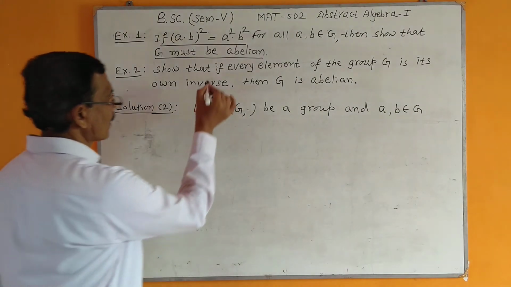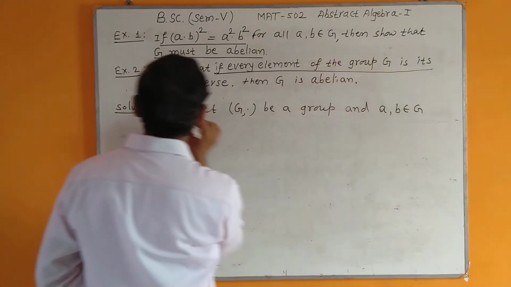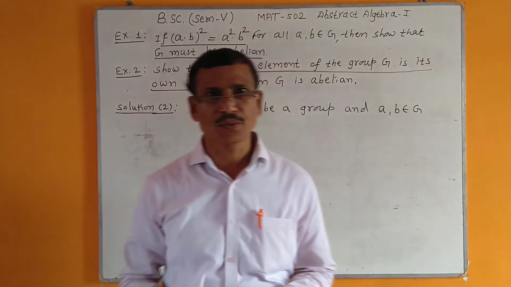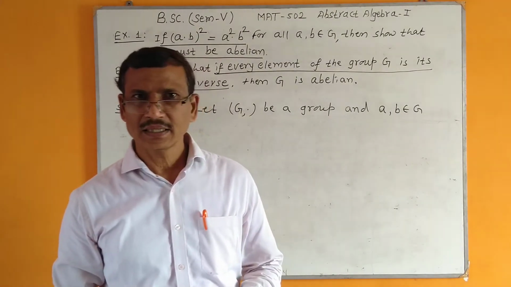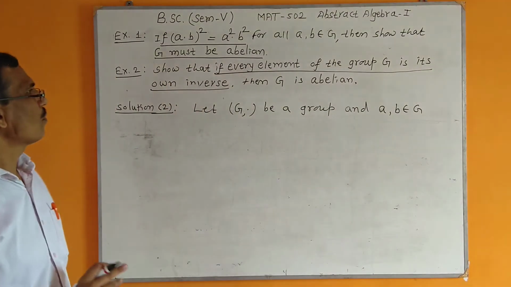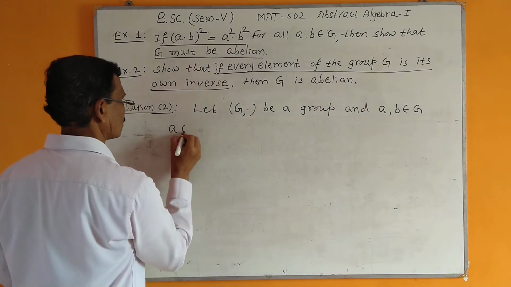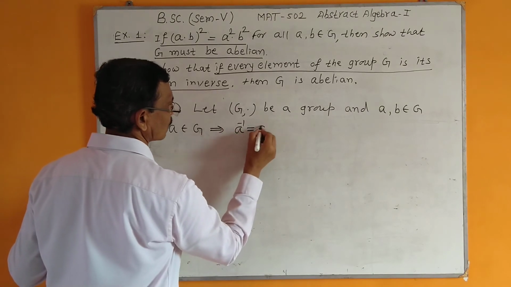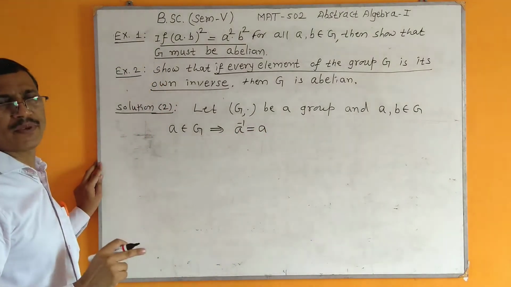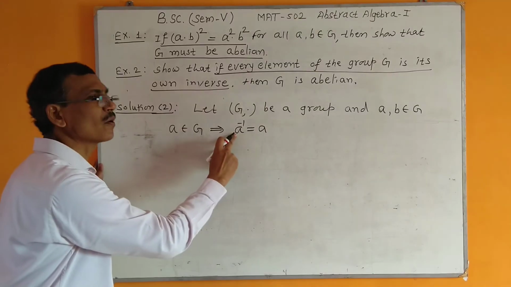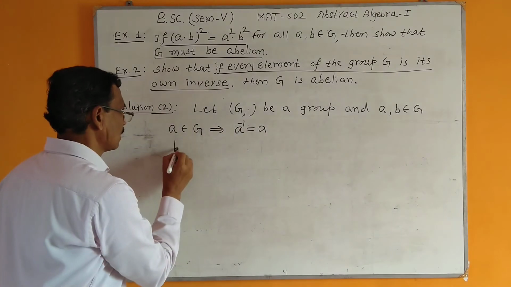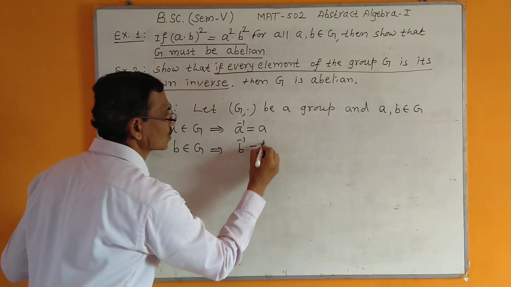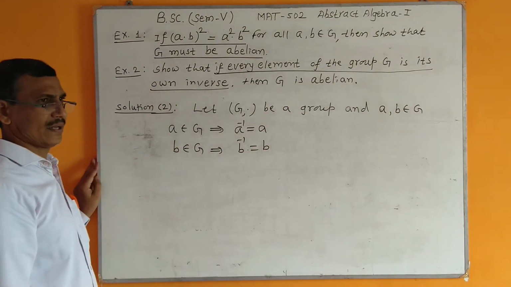But what is given to you? Every element of the group G is its own inverse. That means the inverse of a is a, the inverse of b is b, the inverse of x is x, and so on. Every element has its own inverse. Means a belongs to G implies a inverse is equal to a. Similarly, b belongs to G implies b inverse is equal to b.